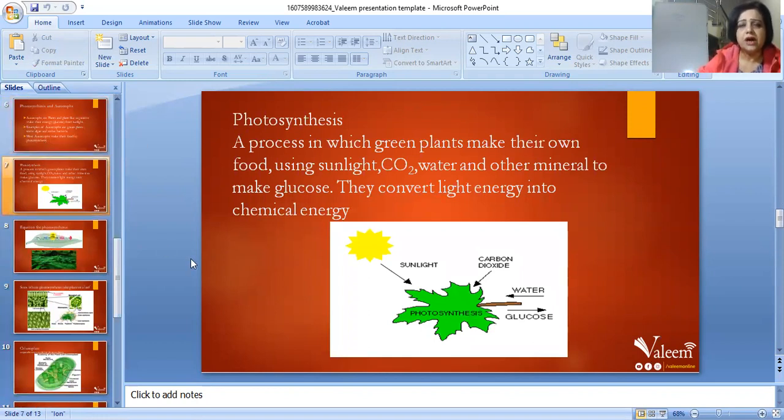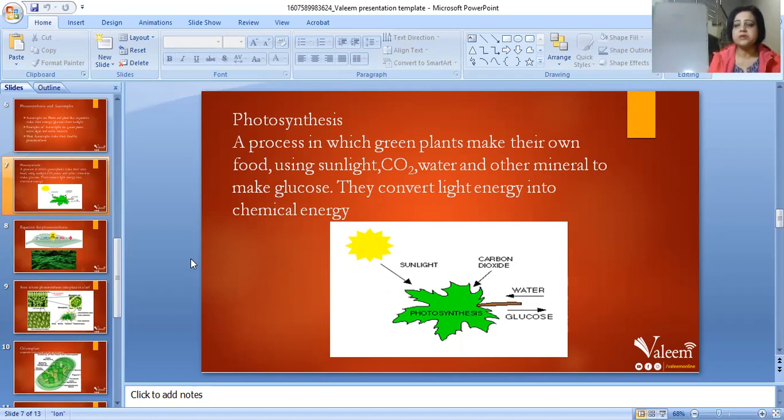Now, for today, I have selected the topic of photosynthesis because most of you are familiar with the process. You have done it in O level and you go further into the details of this topic at A level. Now, what is photosynthesis? By definition, it is a process in which green plants make their own food. How do they make their own food? They use sunlight, carbon dioxide, water, and other minerals to make glucose. And they convert light energy into chemical energy.